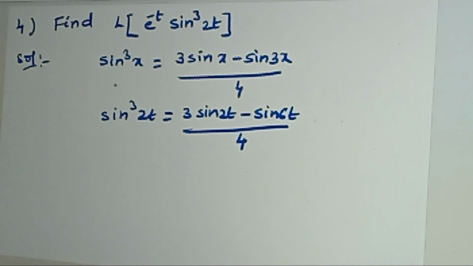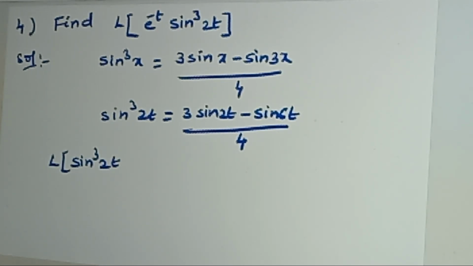Unless and until you don't remember the formula of sine cube x, it is not possible for you to proceed further. In a similar way, sine cube x के जगह cos cube x अगर दिया है तो formula क्या होना चाहिए? Instead of sine, it will be cos and instead of minus, it will be plus. Okay? Cos cube x का formula क्या है? 3 cos x plus cos 3x upon 4. Okay? सो e raised to minus t इंटू cos cube 2t अगर दिया है तो भी आपको प्रॉब्लम सॉल्व करना आना चाहिए. उसके बाद क्या करना है? You have to take Laplace on both the sides.